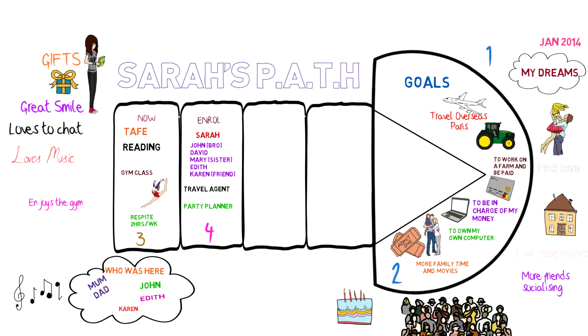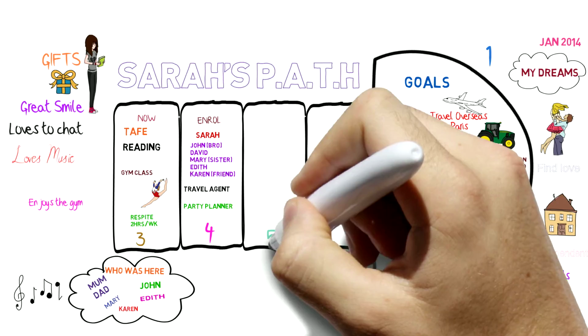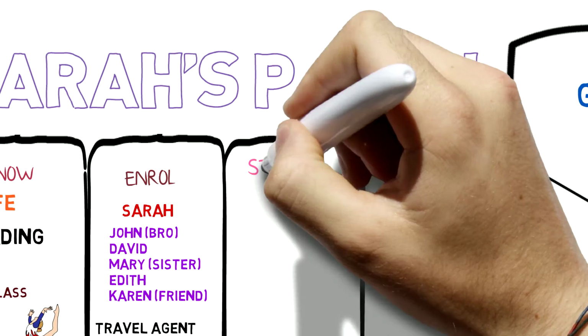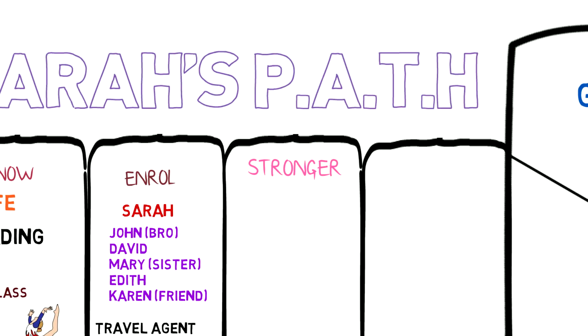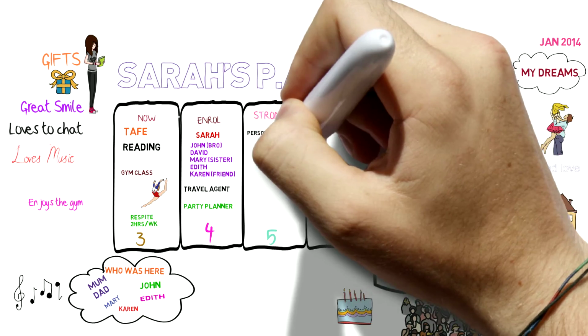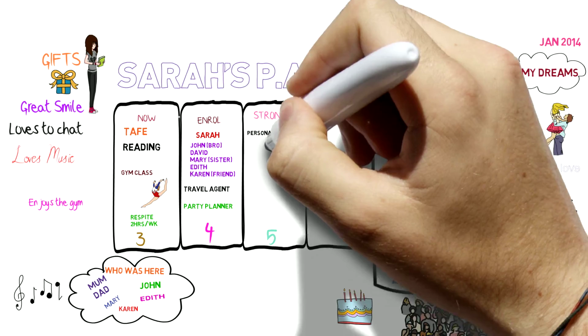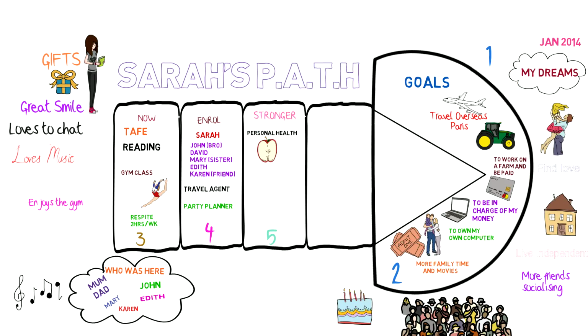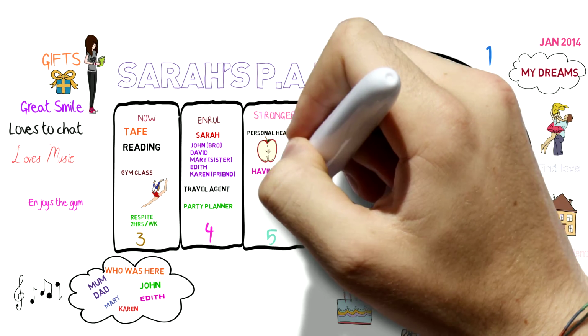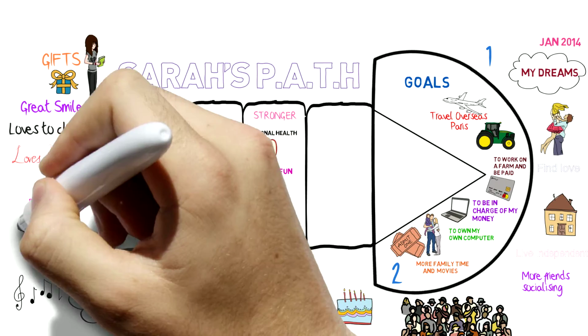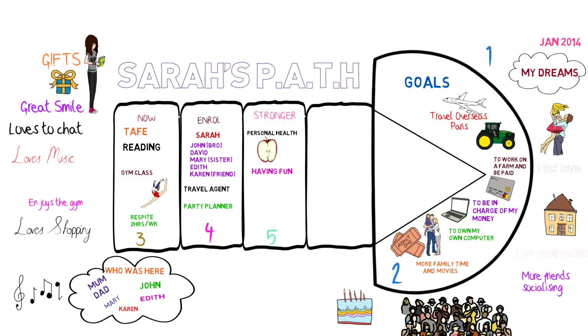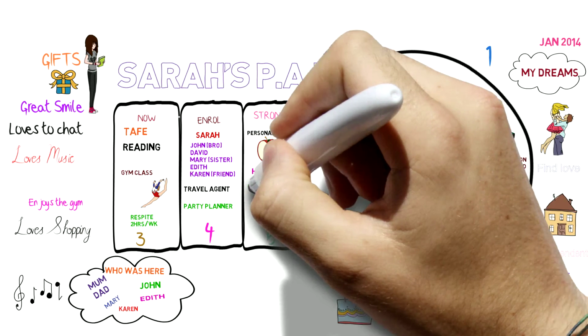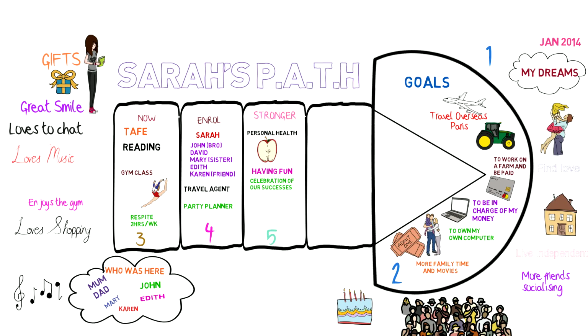Step 5, Stronger. This step involves asking the Pathfinder to question themselves. How are you going to stay strong? What do you need to do to make sure you stay motivated to achieve the goals listed on the path? It's at this point where people become excited about getting started. The positive ideas listed are often inspiring and encouraging to the Pathfinder, especially when they know it's all about them.